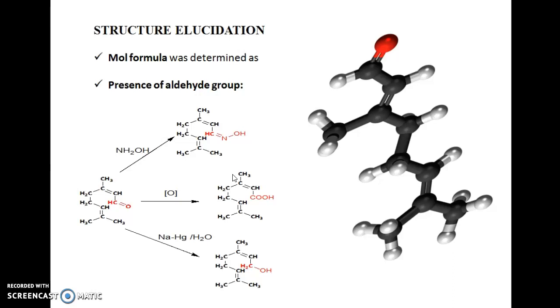So if we see the structure elucidation, the molecular formula was determined as this one, in the presence of aldehyde. If it is treated with hydroxylamine, it forms this oxime. If it undergoes oxidation, it gives carboxylic acid. If it is reduced, it is going to give alcohol.